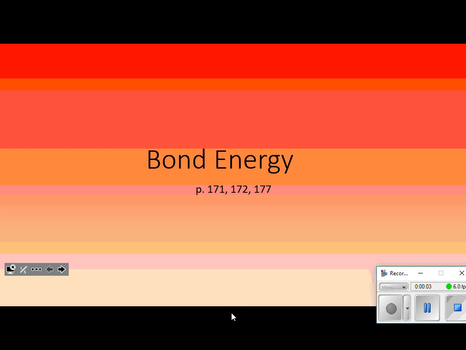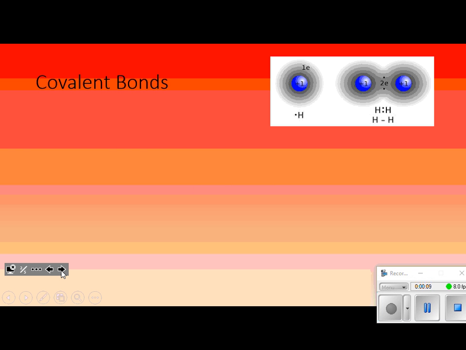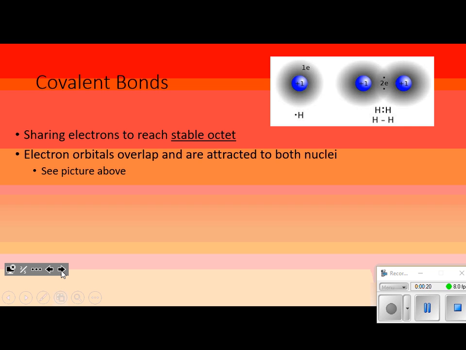This is the audio notes for bond energy calculations in Chem 1. Before we get into the calculations that we're going to be doing, we need to remember what a covalent bond is. A covalent bond is a sharing of electrons. Electron orbitals overlap and are attracted to both nuclei.